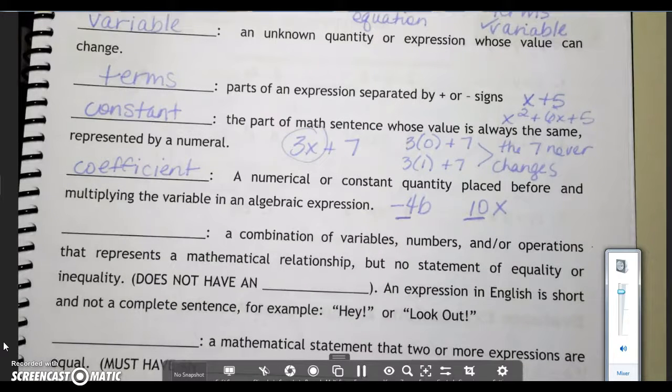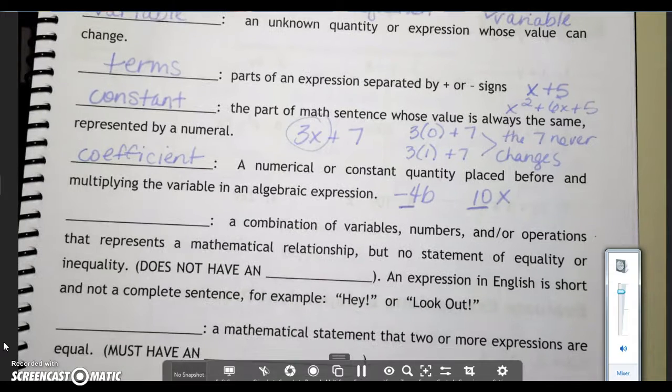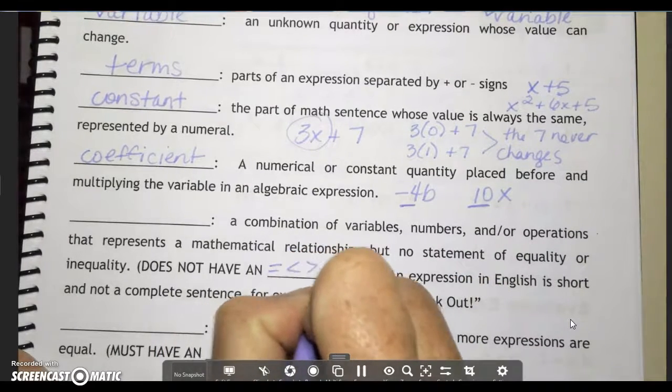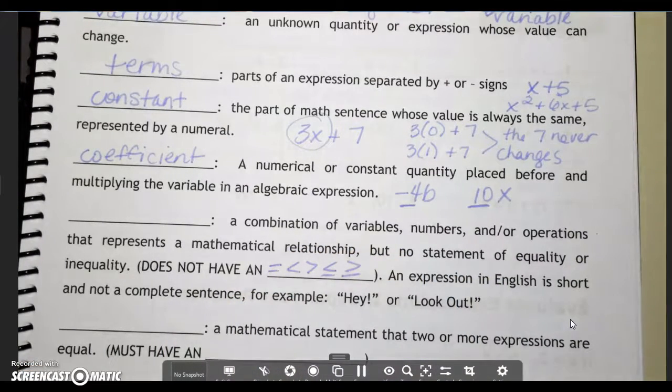All right. Trinity. A combination of variables, numbers, and or operations that represents a mathematical relationship, but no statement of equality or inequality. So that means it doesn't have an equal sign or any inequality signs. So if it doesn't have any of those, what do we call it? If you read the next sentence, it'll give you a hint.